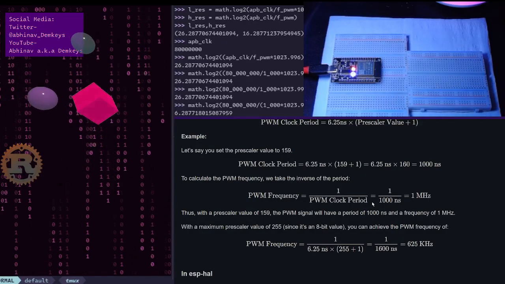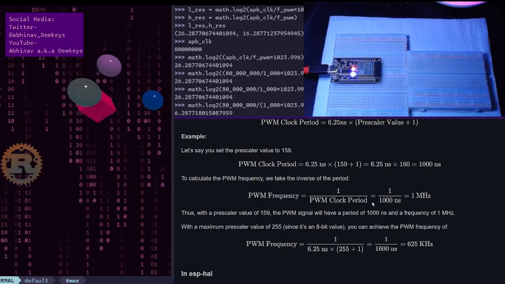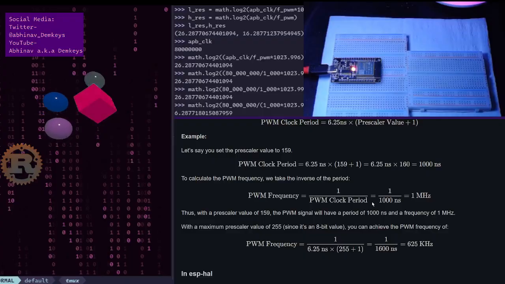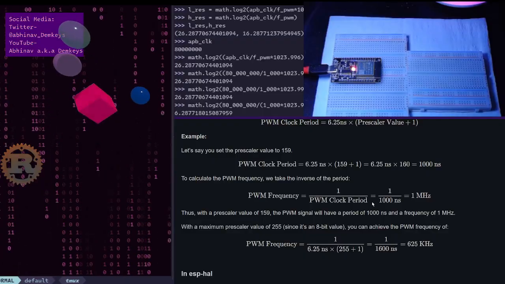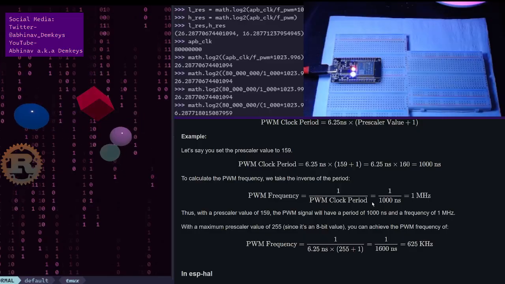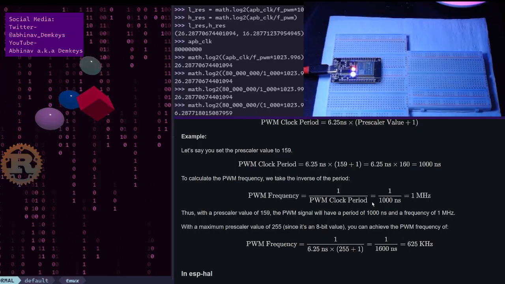Where was I? With a maximum prescaler value of 255, since it's an 8-bit value. I'm glad that they mentioned that because I was about to ask why is it maximum 255? But yeah, if prescaler is 8 bits, then you have a max of 255.